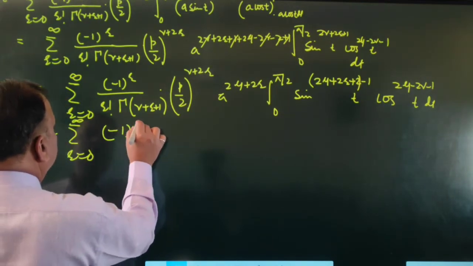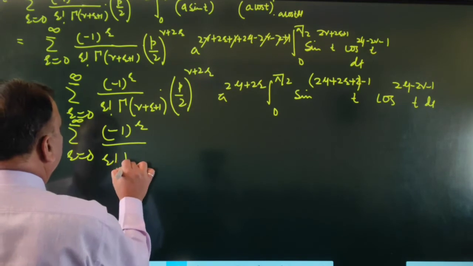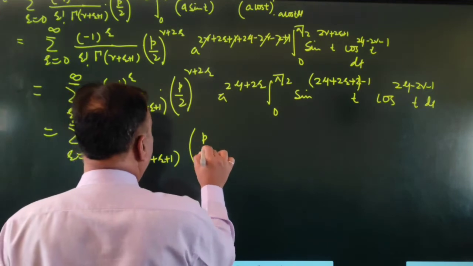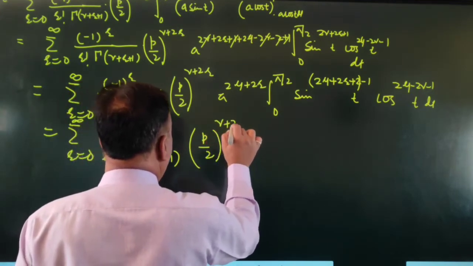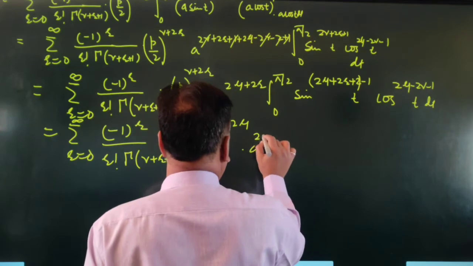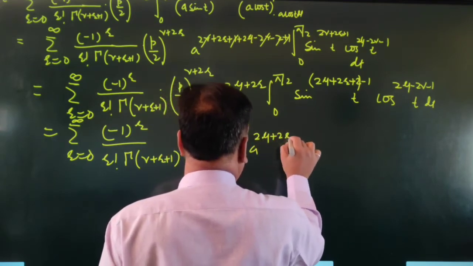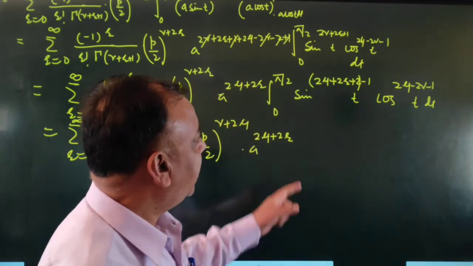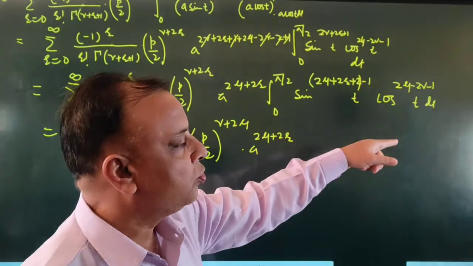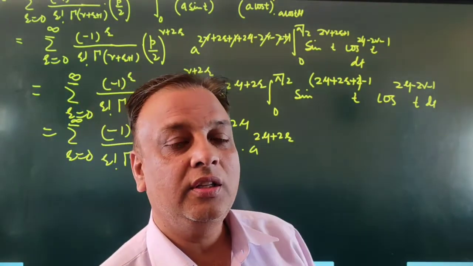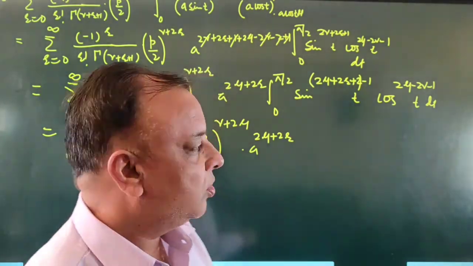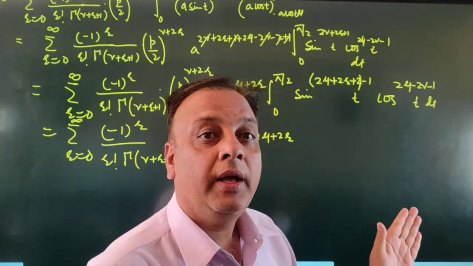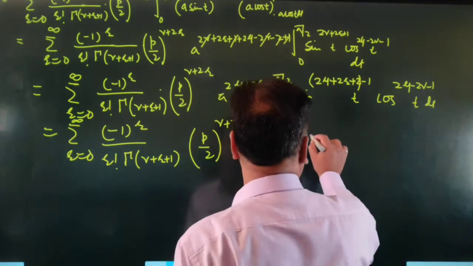Now this is summation r equals 0 to infinity, minus 1 raised to r upon factorial r gamma of nu plus r plus 1 into p by 2 raised to nu plus 2r a raised to 2 mu plus 2r. Now this is integral 0 to pi by 2 sin raised to 2m minus 1 cos raised to 2n minus 1 t dt. This is the beta function. So the value of this one is gamma of m gamma of n upon 2 gamma of m plus n.